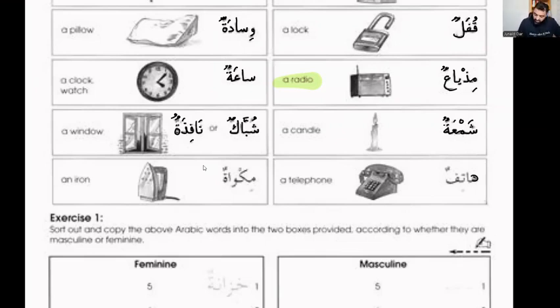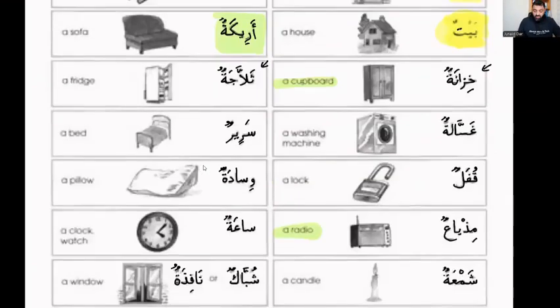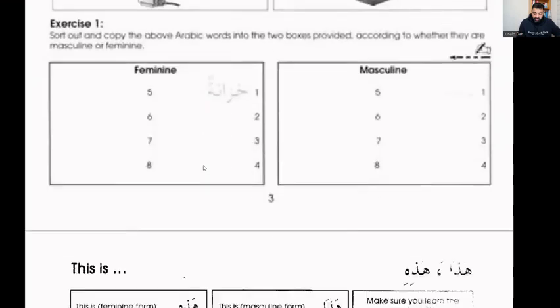Okay, and then what about this one? Hatifun. Good. Yes, it's masculine. And then we've got the mikwatun. Feminine. Good. Okay, so there we go. MashaAllah. So reading, and we've also got feminine.